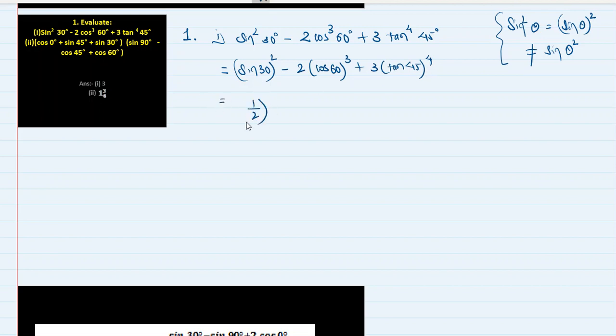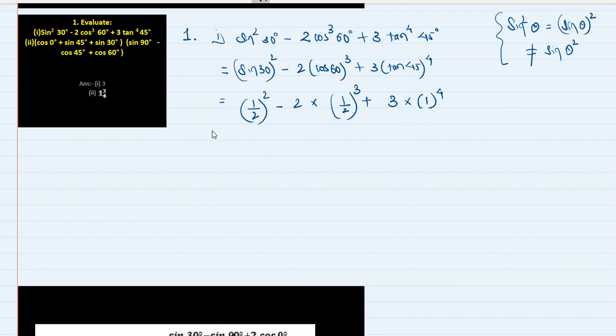Sin 30 is 1 by 2. So we have 1 by 2 the whole square minus 2 multiplied by cos 60. See, cos 60 is also 1 by 2. You can check in your table. Keep your trigonometrical table, which we just drew, open in front of you. So cos 60 is also 1 by 2, the whole cube, plus 3 times tan 45 the whole raised to 4. That is 1 raised to 4.